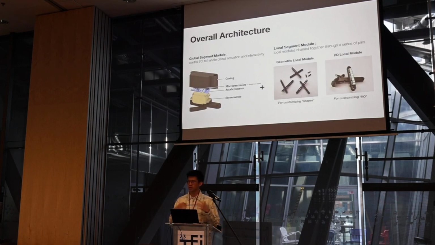We have the global segment module, which is the central I/O to handle the global actuation and interactivity. And we attach to it multiple local segment modules, which are chained together through a series of pins. We have two kinds of local modules. We have a geometric one, to explore those really interesting shapes that we saw previously. And then we have the I/O local module, which we have embedded with LEDs and distance sensors. They're each responsible for customizing shapes and I/O. And to save some time, you can check the paper for more detail on the mechanism.